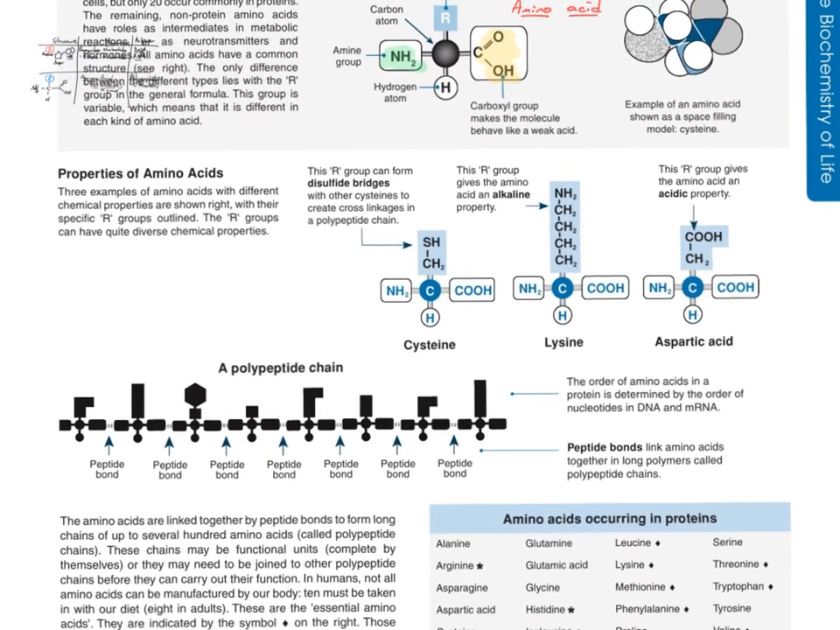The properties of amino acids come from their R chains, because each of the amino acids are all the same for everything except what?